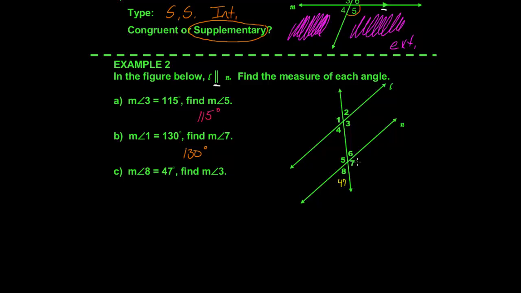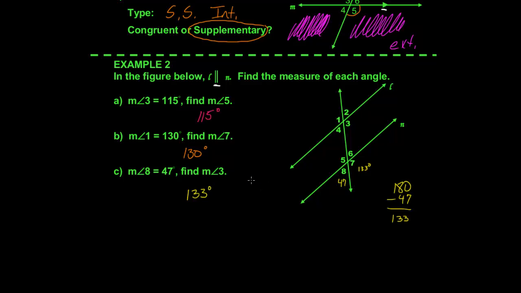We know that 7 and 8 are a linear pair because they are both on the line and they are adjacent. So in that case, you can say, I have 180 minus 47. That's going to give me angle 7. And whenever you work this out, you will get 133. So 133 degrees right here. We just said 3 and 7 are congruent. Therefore, 3 is equal to 133 degrees.